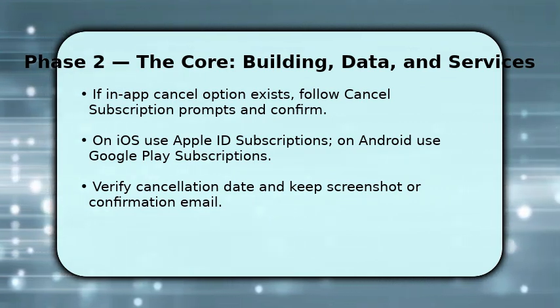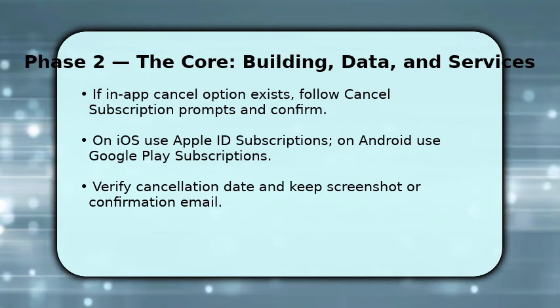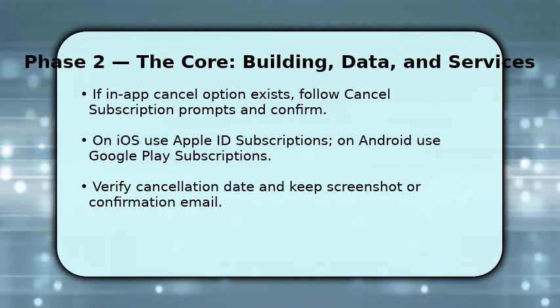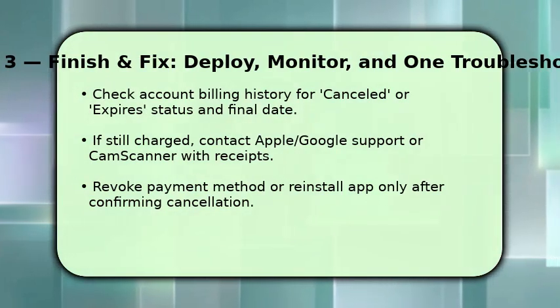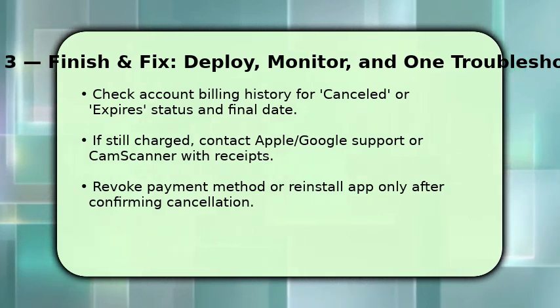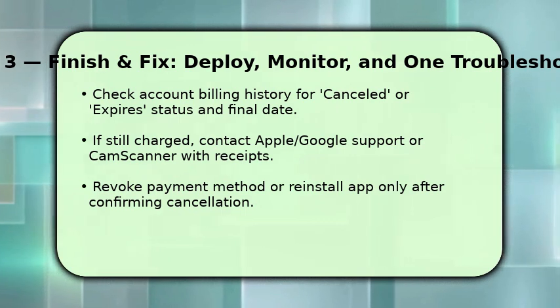Once done, record the cancellation date and save any confirmation screen or email. This matters because billing often stops at the period end, not immediately. Finish by confirming. Open account billing history or subscription page and verify it shows canceled or an expiration date. Once confirmed, you'll know service stops at that date.